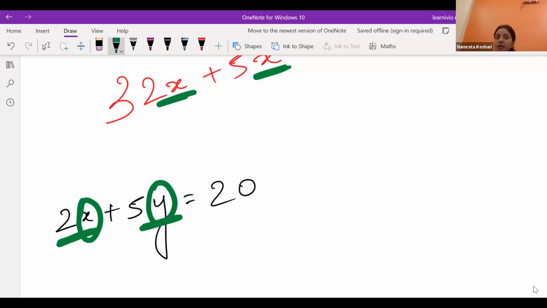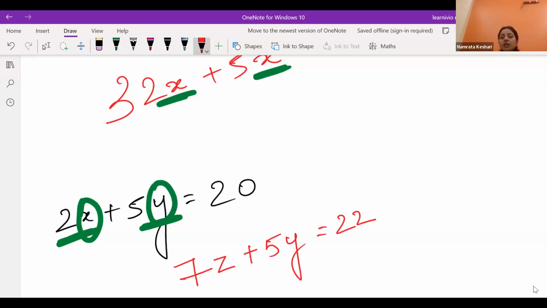Now it is not mandatory that x and y will be there, it can be anything. That means even if I write 7z + 5y = 22, it is again a linear equation in two variables. Getting it? Yes, ma'am. Okay. So this is what we are going to start today.